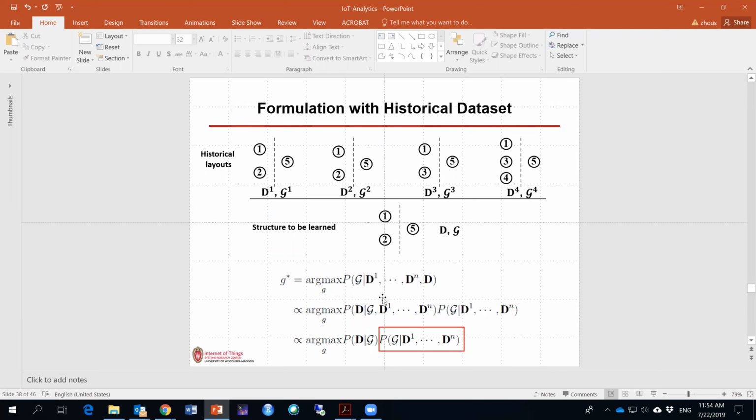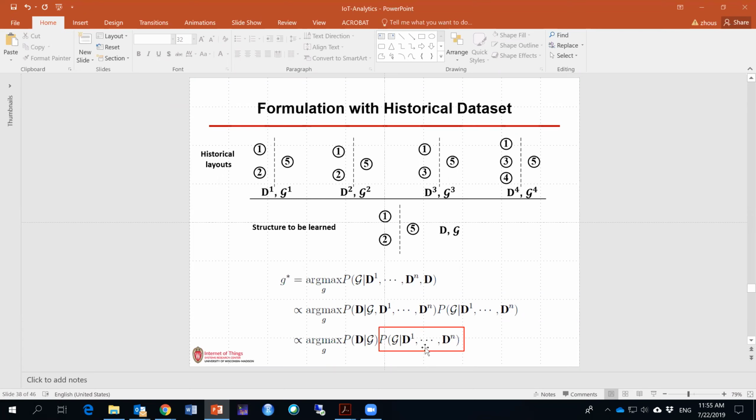Essentially, through a simple derivation, and assuming the data collected from different processes are independent from each other, we can get the same kind of formulation. Here D is the data collected from the new process. D1 to Dn are data collected from the old processes. So you can see this takes the place of the prior distribution. Essentially, instead of manually specifying the prior distribution of the graph random variable, we learn it from historical data.